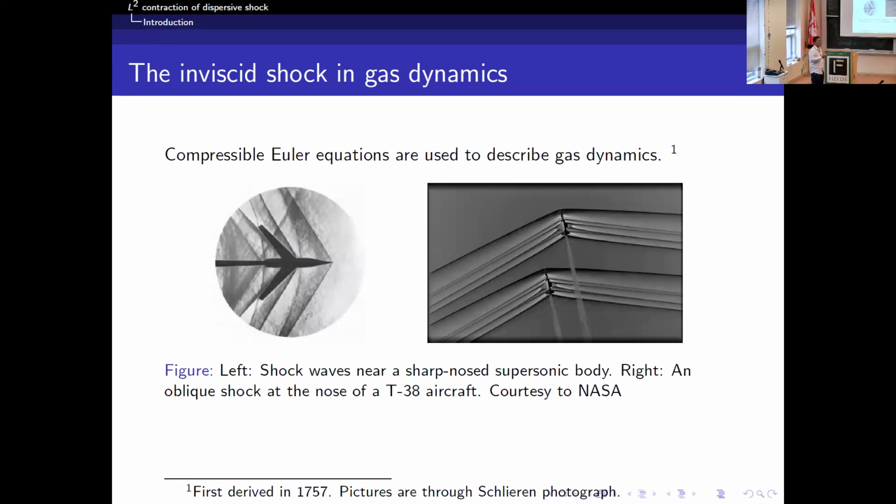Now, this is a fancy picture to show you in gas dynamics. You might have a lot of shock waves. Because we talk about different types of shocks, so this is the inviscid shock, and if you have a supersonic flight, you will see that. And it happens a lot, I mean, shocks happening all together.